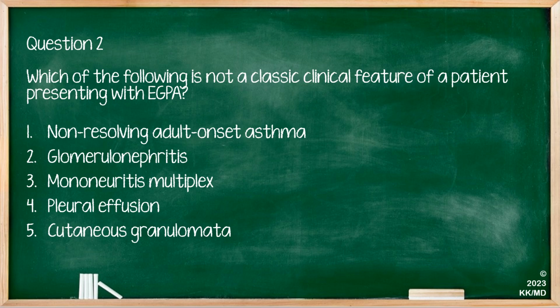Second question, which of the following is not a classic clinical feature of a patient presenting with EGPA? Non-resolving adult onset asthma, glomerulonephritis, mononeuritis multiplex, pleural effusion, cutaneous granulomata. Now, with such a severe disease, it can present in a whole myriad of ways. So you may actually end up seeing all of these things at some point in a patient with EGPA, but the least likely one is a pleural effusion. The other four are classic signs of this condition.